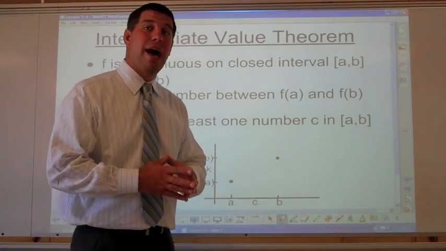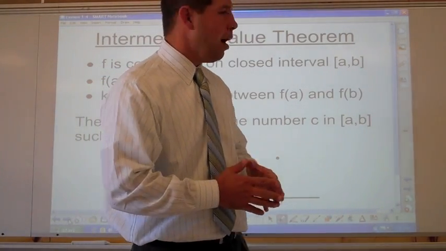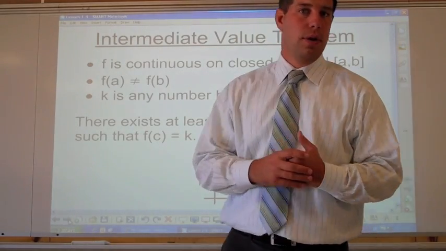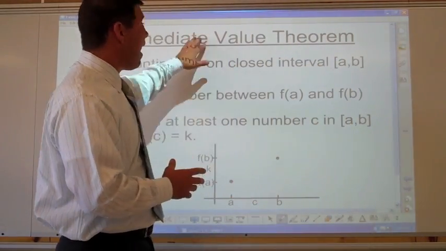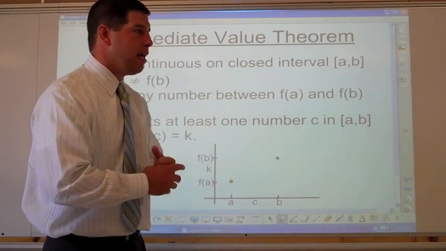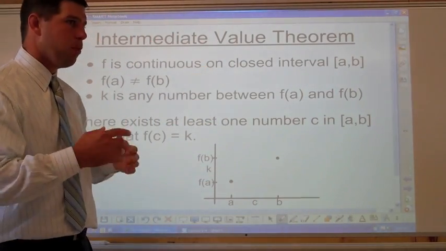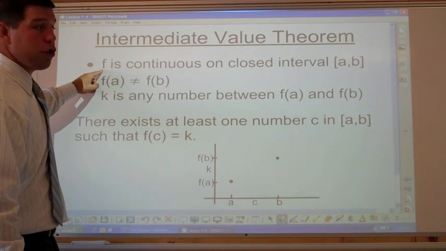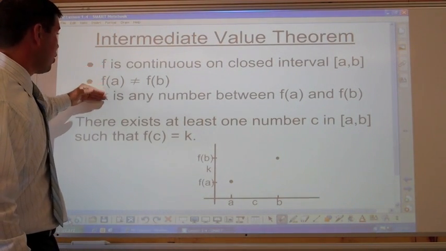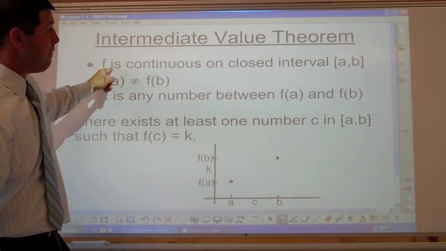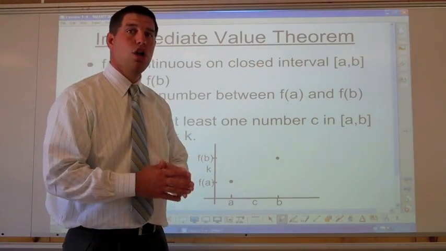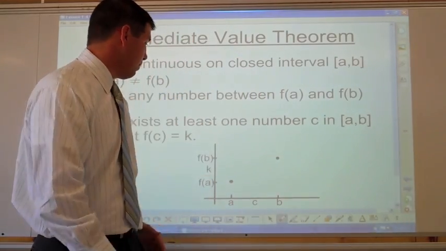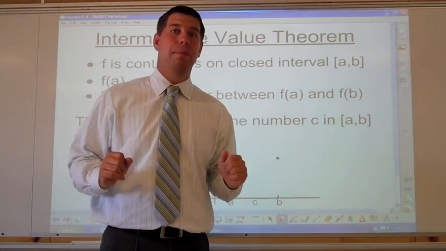Finally, the intermediate value theorem. This is an existence theorem. You'll see a couple more of these throughout the course. The intermediate value theorem, I'm going to walk you through this and then give you a conceptual understanding. First off, these three conditions have to happen. f is continuous on a closed interval. So whatever function you're talking about must be continuous between two values, between a and b, these two endpoints of some interval.